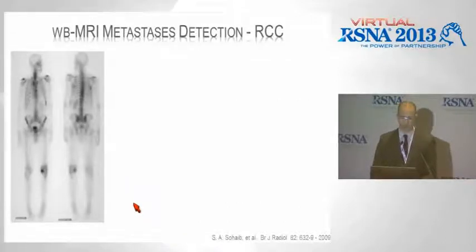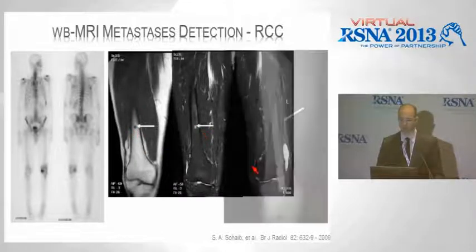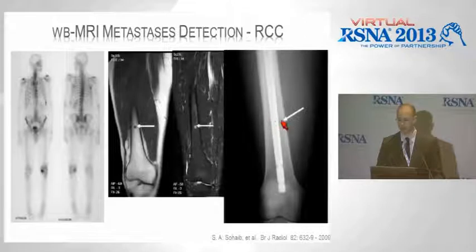This is an example from another publication looking for metastases in RCC. You can see the skeletal scintigraphy did not show this femoral lesion here, which is actually quite small. MRI picked it up, and follow-up imaging after treatment here shows the lesion increased in size.